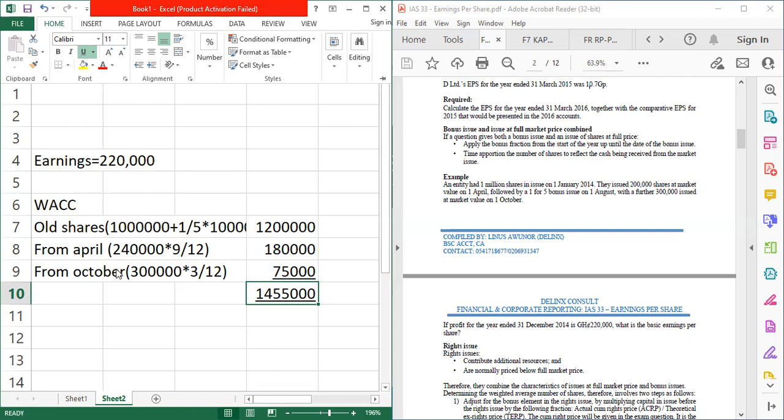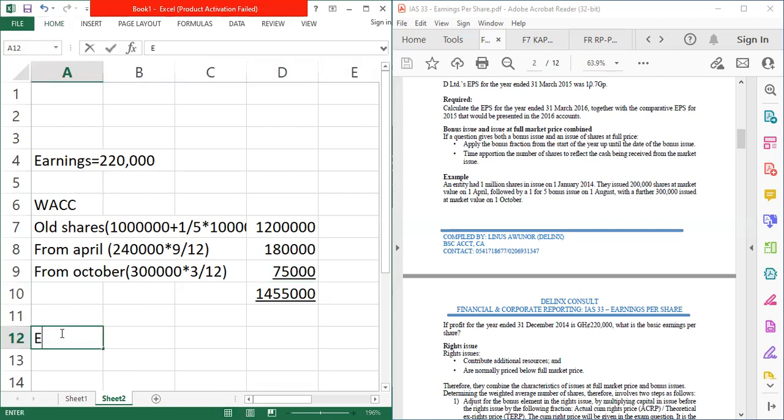All right. So our earnings per share now is equal to 200,000 divided by 1,455,000. How much are we getting? 15.1. 15.1 pesos. All right, that is how we go about a bonus issue. But don't worry, you'll be fine.